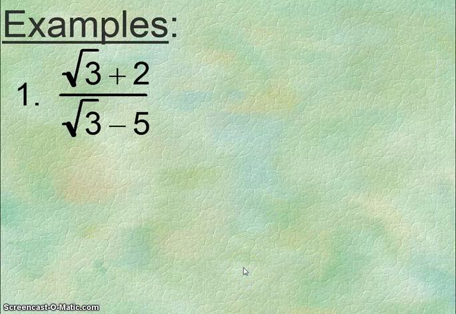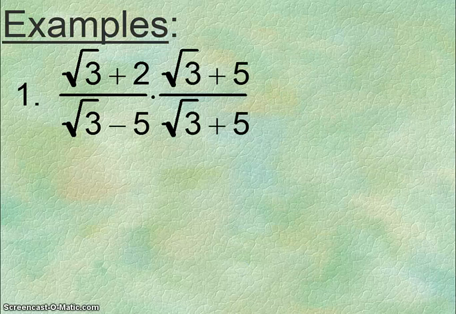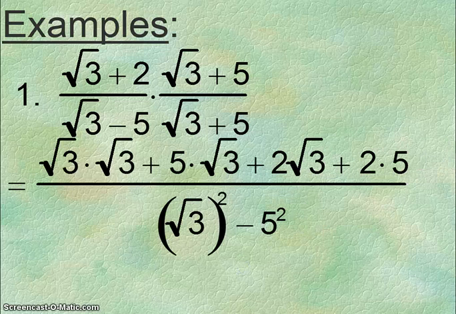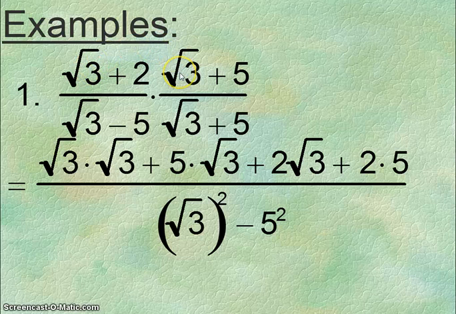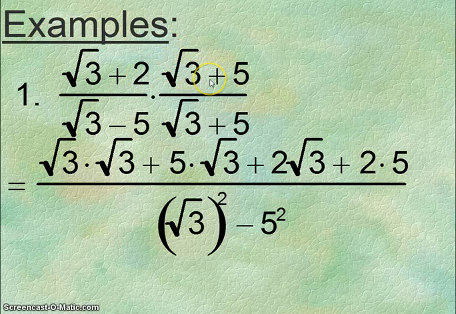So to rationalize the denominator, we want the square root of 3 out of the bottom. So we do this by multiplying by its conjugate, square root of 3 plus 5 over the square root of 3 plus 5. Now when we do this, again, we're using the distributive property twice. So square root of 3 times the square root of 3, plus 5 times the square root of 3, plus 2 times the square root of 3, plus 2 times 5.